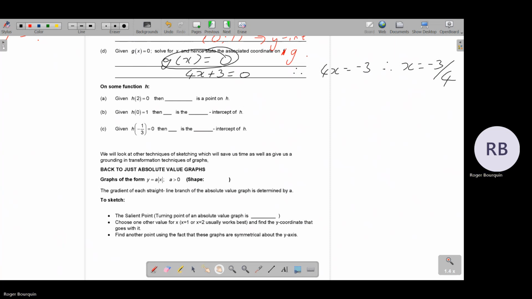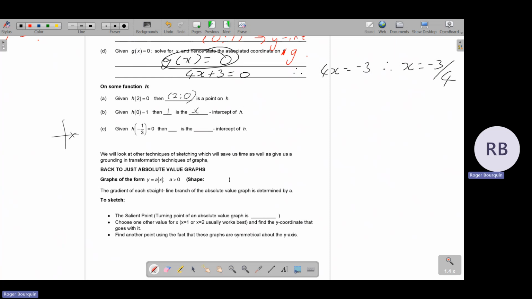Right, okay. So, given h of 2 is equal to 0, what's a point then, Sarah, on h? Okay, good. So what this is saying is that 2, 0 is a point on h. Sunny, you with us? Right, so h of 0 is equal to 1. What have you done there? You've let x be equal to 0. When x is 0, what are you finding? A y-intercept, right. So if h of 0 is equal to 1, then 1 is the y-intercept of h.